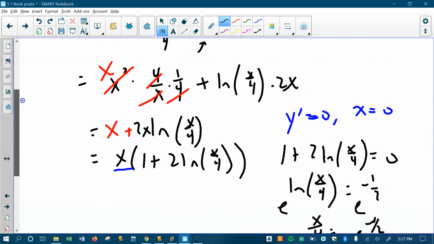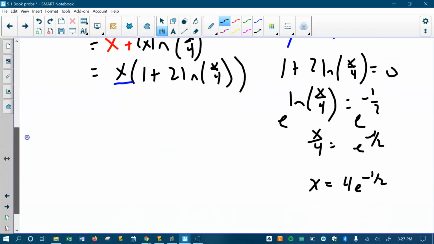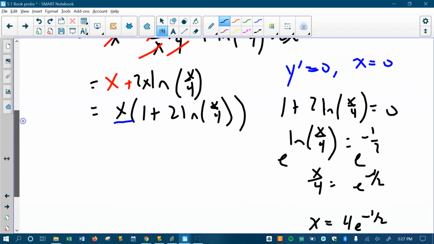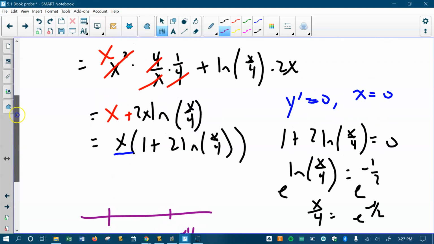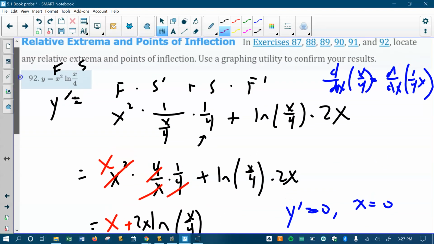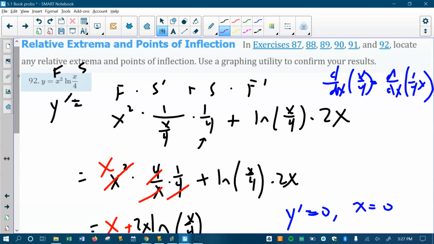Fun stuff. Okay, so we got two critical points. We got x equals 0 and x equals 4e to the negative 1/2. So let's do a line test. So we got 0 and 4e to the negative 1/2. Now I want to be careful here because is 0 even in the domain? No, it's not, Mr. Lakin. 0 is not in the domain. Bye-bye.